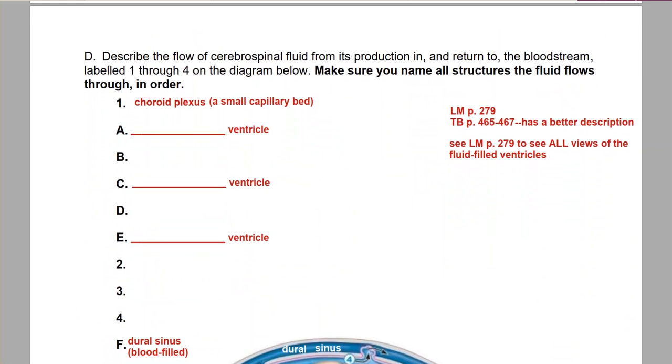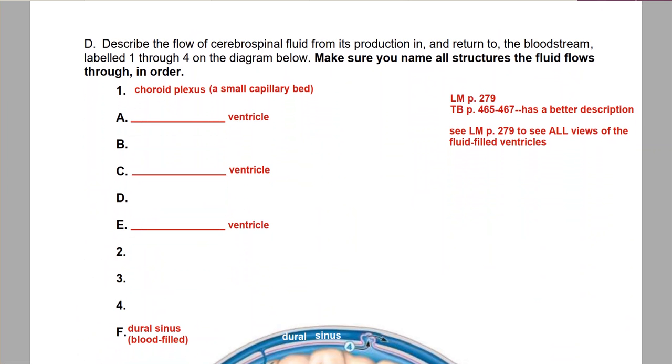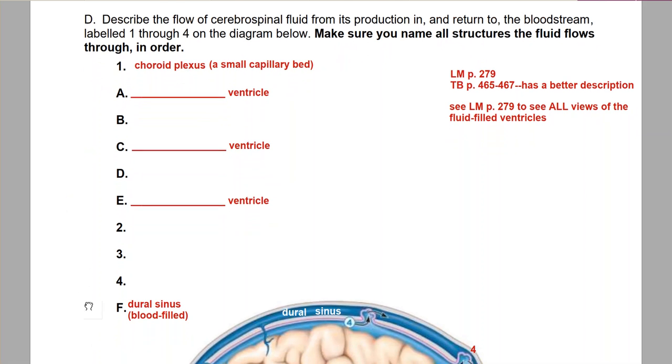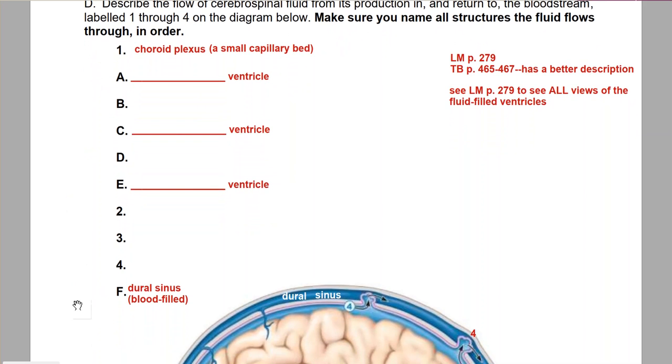And then the last page of your lab, I'll go back to the sheep brain dissection, but this last page of your lab is all about CSF flow. And so it tells you to understand the flow from the labeled numbers 1 through 4, and then to make sure you name all structures the fluid flows through. Typically in my class, we would go over this on the board. And so I want to refer you to a couple of pages.